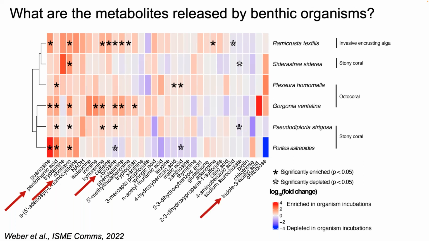And then also indole-3-acetic acid was one that came up as pretty important in this study, and that was produced by Gorgonia ventalina. That is a plant growth promoting hormone, or at least that's what it's known as.